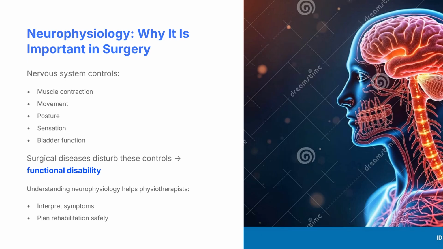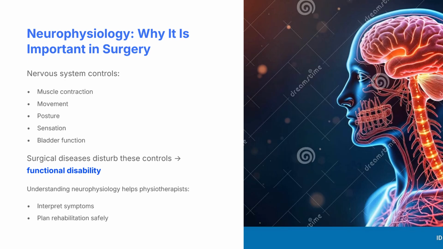If you know the pathways, you can interpret symptoms correctly, right? You can interpret the weakness pattern, the changes in tone, and sensory loss, and we can decide what is safe to mobilize and what must be protected. So it converts a symptom into a rehabilitation plan. That is what we need, right?